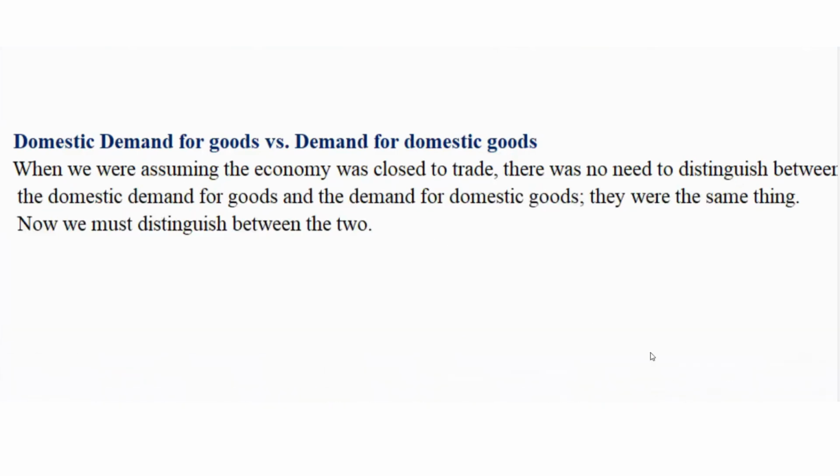So for this, we first need to distinguish between domestic demand for goods versus the demand for domestic goods. Now, in a closed economy, there is no need to distinguish between the two as they're the same thing. But now in an open economy, we need to distinguish between domestic demand for goods and demand for domestic goods.